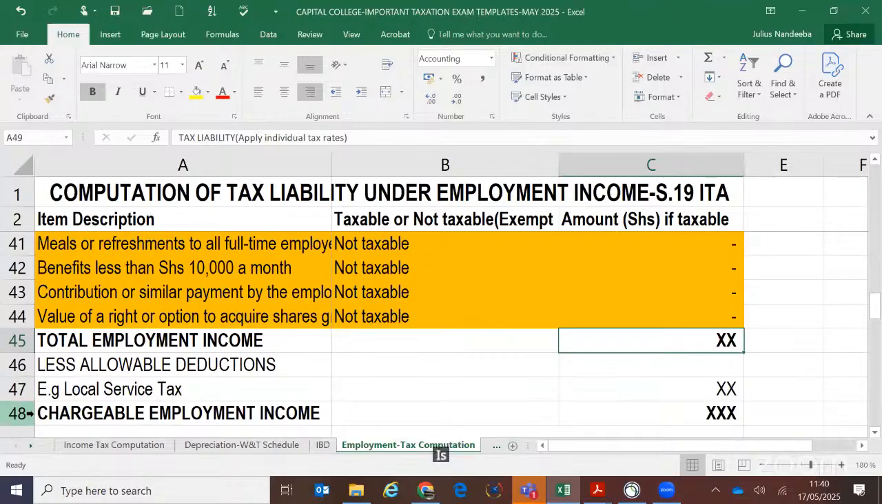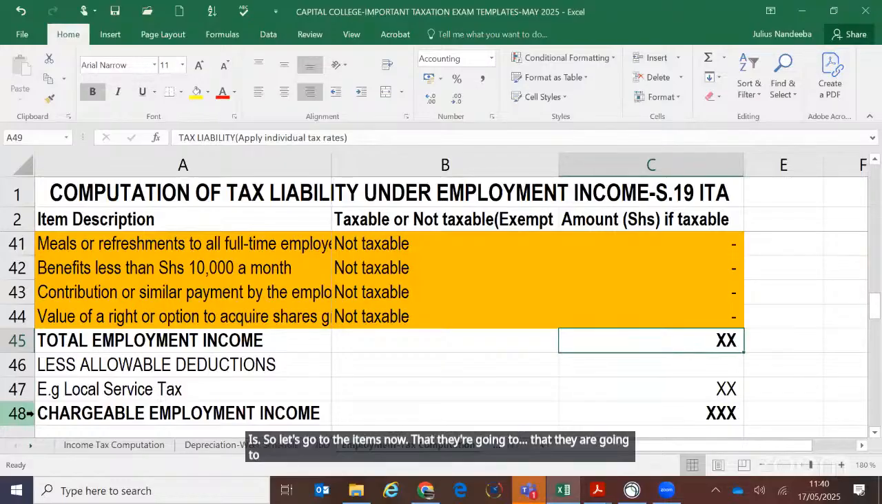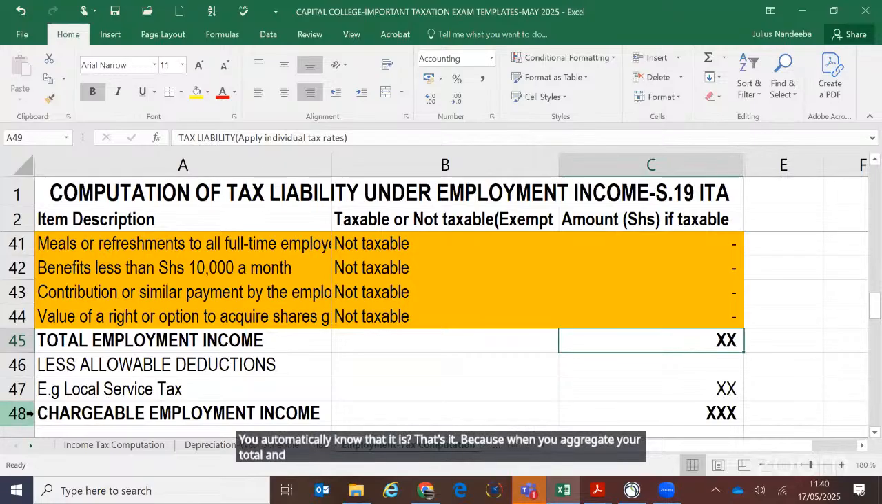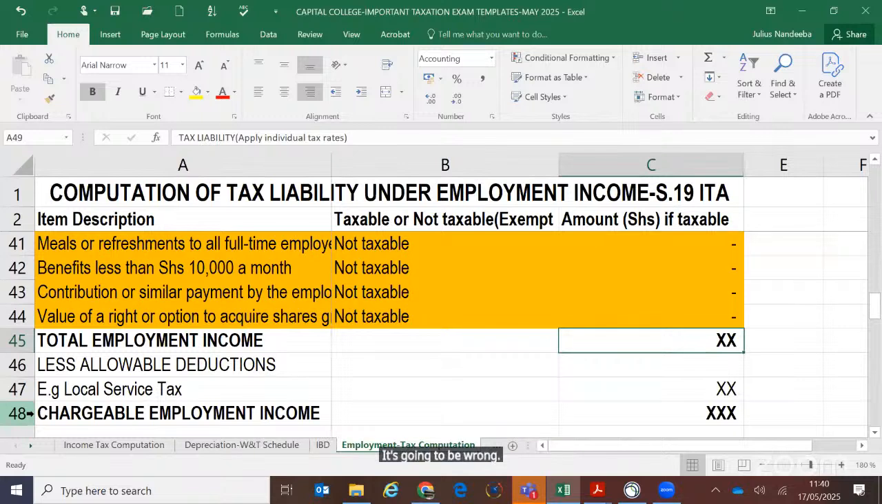So let's go to the items now that they are going to examine you on, so that when you see it, you automatically know that it is taxable. Because when you aggregate your total and your employment income is wrong, automatically whatever follows is going to be wrong. But don't mind, because we mark item by item. So do not mind about the charge, because there are not very many people that will get everything right.